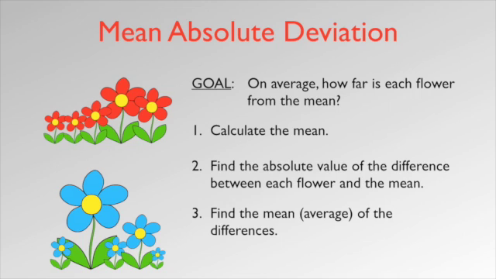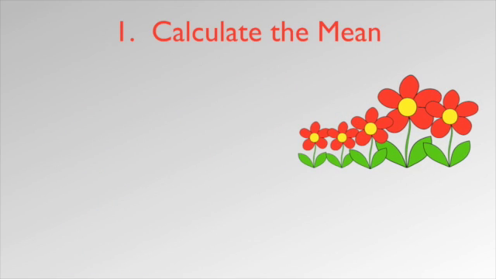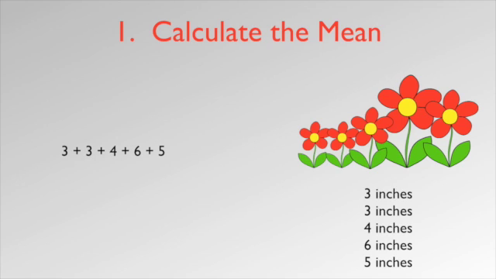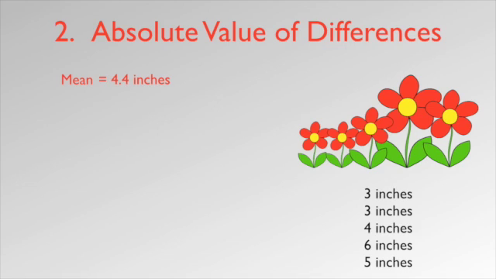So for the red flowers, this is how it would look. There are heights again. We know that the heights are 3 inches, 3 inches, 4 inches, 6 inches, and 5 inches. So to calculate the mean, which we've already done, but I just want to show it again, we would add up those values, divide by 5, because there's 5 different flowers, and there's our mean of 4.4 inches.